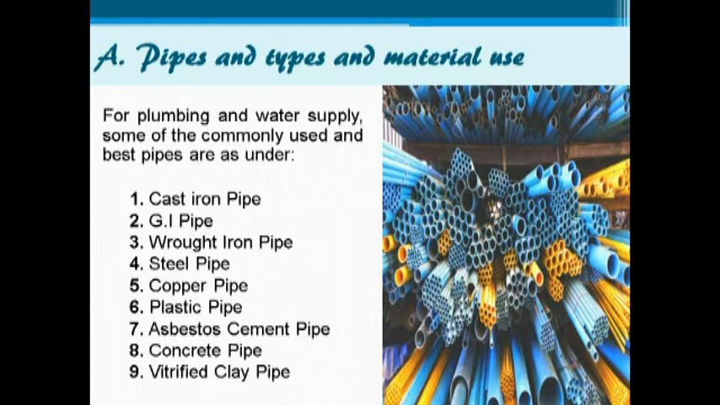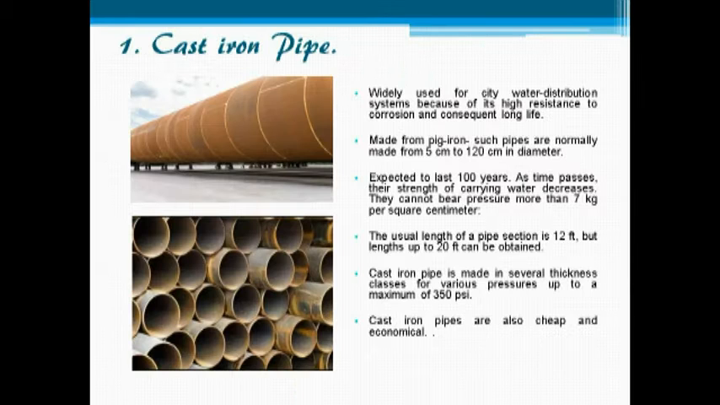For plumbing and water supply, some of the commonly used and best pipes are as under: cast iron pipe, galvanized iron pipe, wrought iron pipe, steel pipe, copper pipe, plastic pipe, asbestos cement pipe, concrete pipe, and vitrified clay pipe. We're going to discuss each type of pipe and its uses. Number 1. Cast iron pipe.